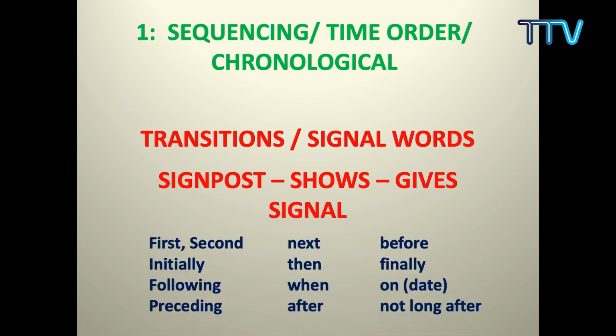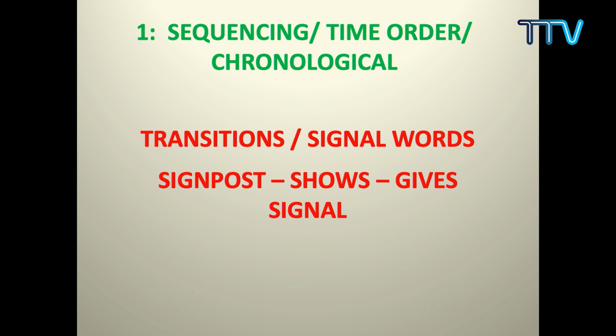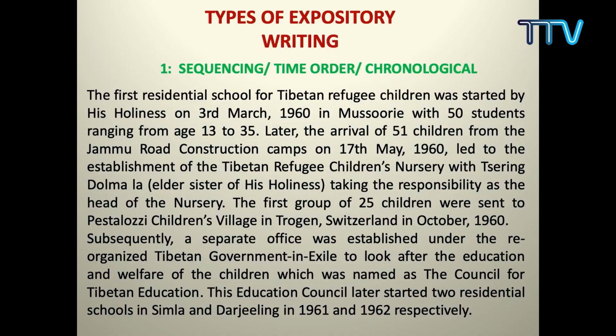Now, what are these signal words in chronological writing? We have already seen first, second, initially, next, then, before, finally, no longer. All these are just signal words. You just go through all this writing. I have told you this is expository writing, of the type sequencing and chronological order.